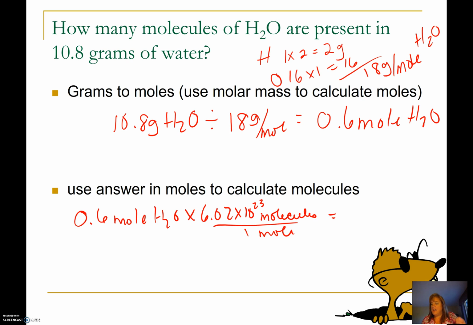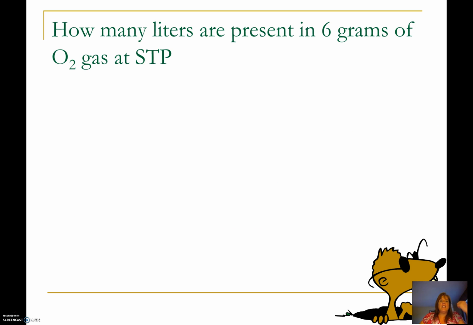So 0.6 times 6.02 times 10 to the 23rd is 3.6 times 10 to the 23rd molecules. So two steps. Identify what you have, look at what you're trying to find. You've got to go through the mole. So the first conversion is actually always going to be a division. And then the second step, right, you'll have moles then, is going to be a multiplication. Let's take a look at another one.